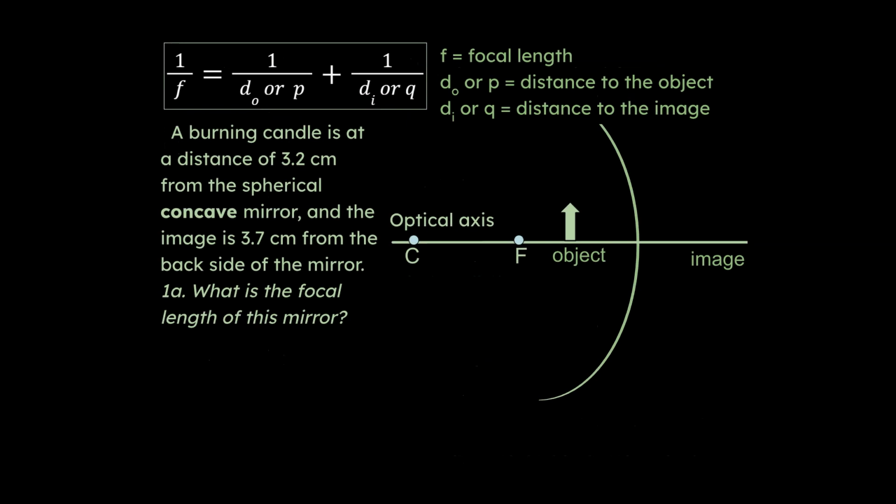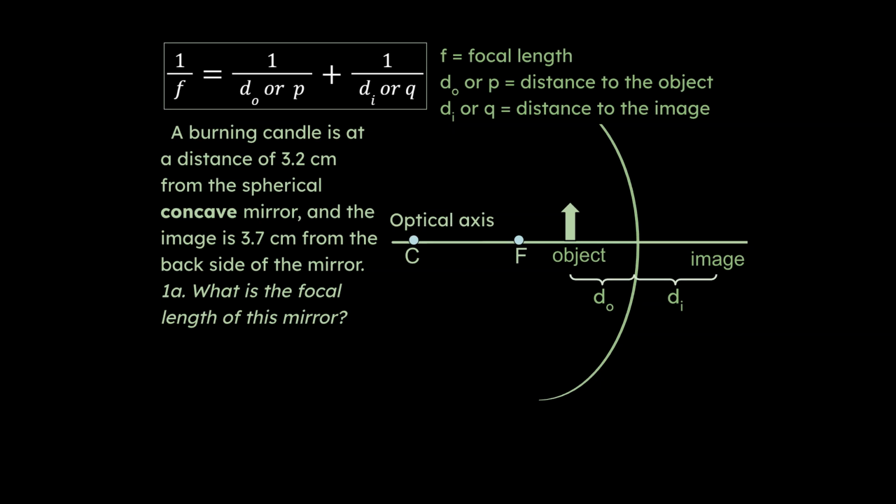So this first problem, we're going to say a burning candle is at a distance of 3.2 centimeters from the spherical concave mirror, and the image is 3.7 centimeters from the back side of the mirror. What is the focal length of this mirror? So we're going to start with our mirror equation up top here, and we can also draw our ray diagrams. I've done a screencast on how to draw ray diagrams for mirrors. I'll put a link to that in the upper right about now, but I'm also going to demonstrate it here.